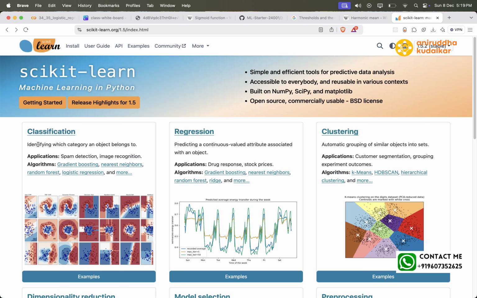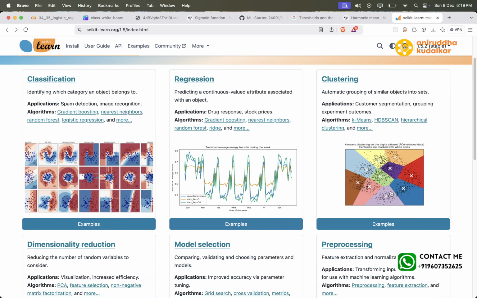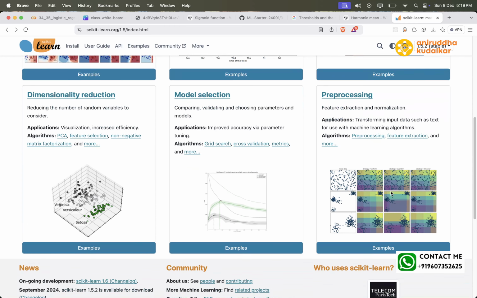Just go back over here. Applications: spam detection, image recognition. Which algorithms to be used? Gradient boosting, nearest neighbors, random forest, logistic regression. We have covered one algorithm here, logistic regression. In regression, predicting continuous valued attributes associated with an object, we have covered one thing, that is linear regression. There is clustering also, support vector machines. A lot of other things are there, right?